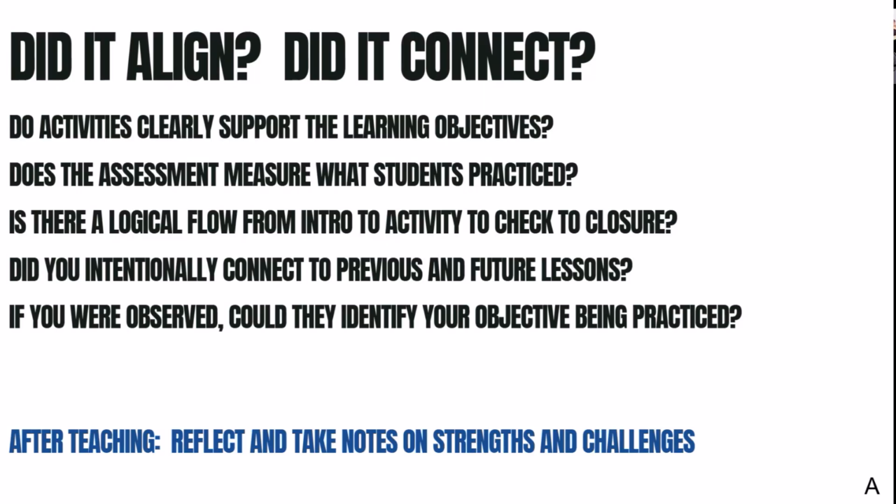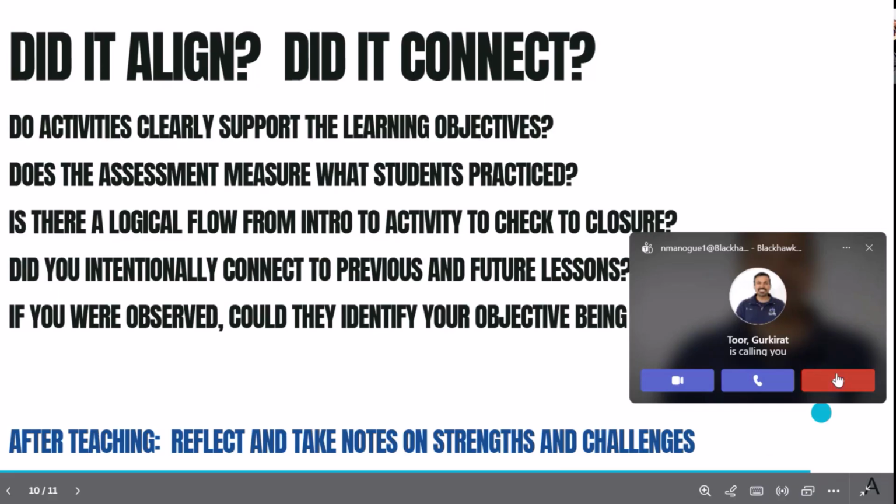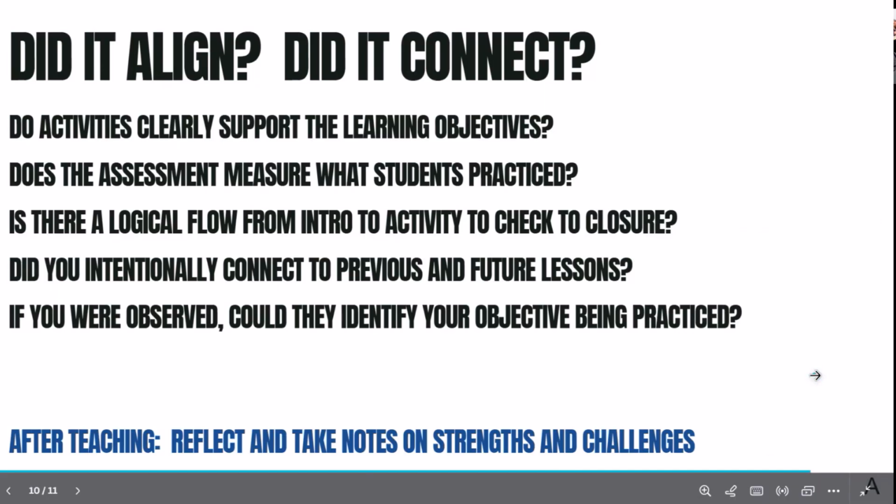But again, did it align? Did it connect? Did it all come full circle and full picture for the students? Did our activities support those learning objectives? Did our assessments measure what the students practiced? Was there a flow from the intro to activity to checking for understanding to closure, right? Did it all come full circle? Did you intentionally connect to previous lessons, and also give a little bit of foreshadowing to the next lessons?